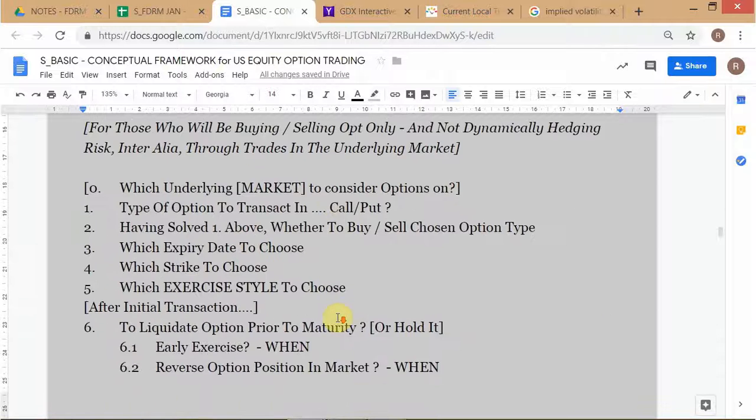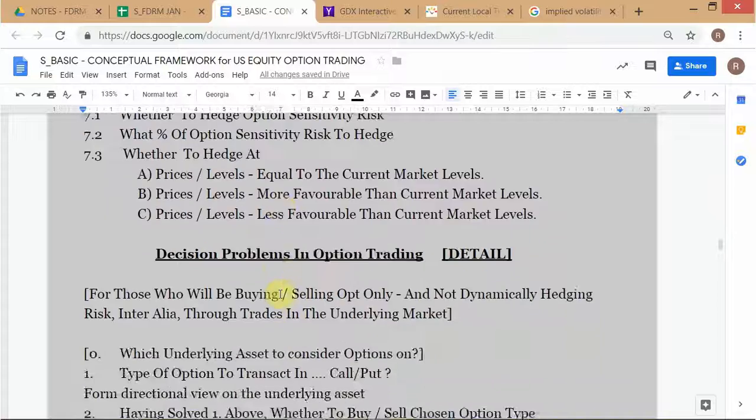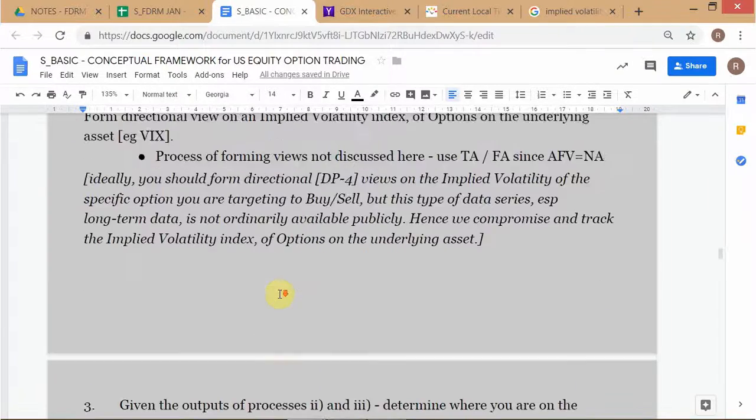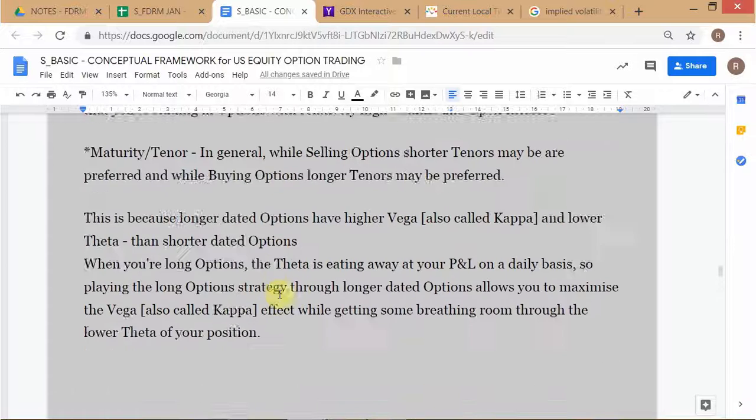You have some additional problems when you have to buy options. You have to decide the expiry date, because there are many expiry dates. You have to decide which strike to choose. The exercise style is not to be chosen, because US equity options are all American style, so you don't have to make this decision. So how do you decide which strike price to choose and which expiry date to choose?